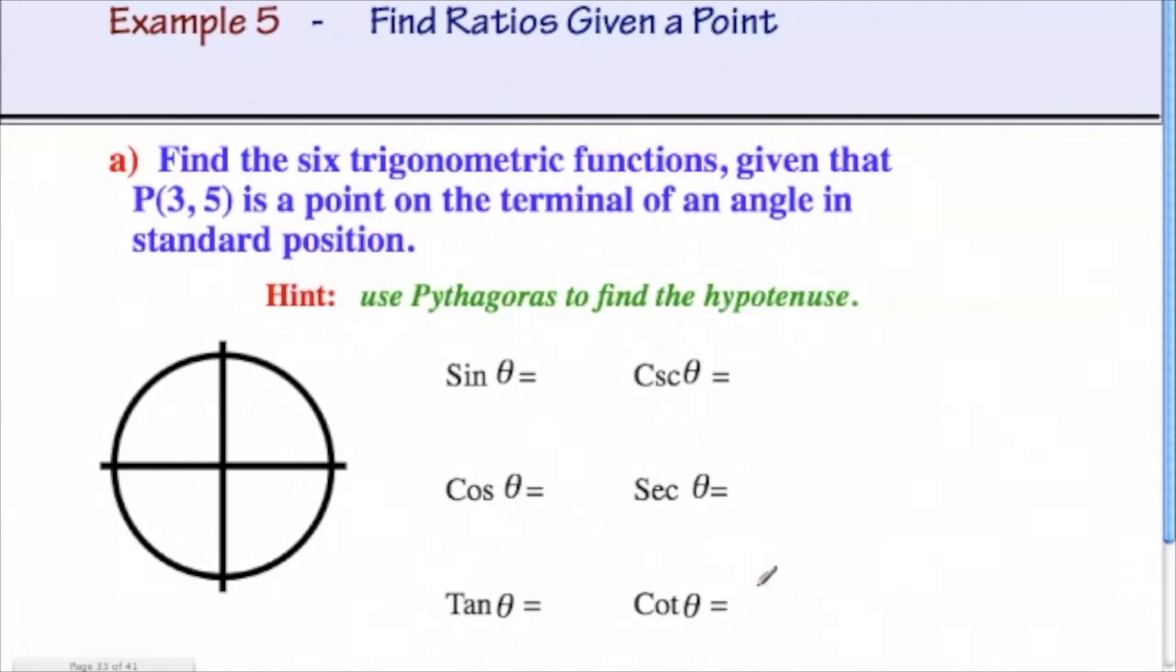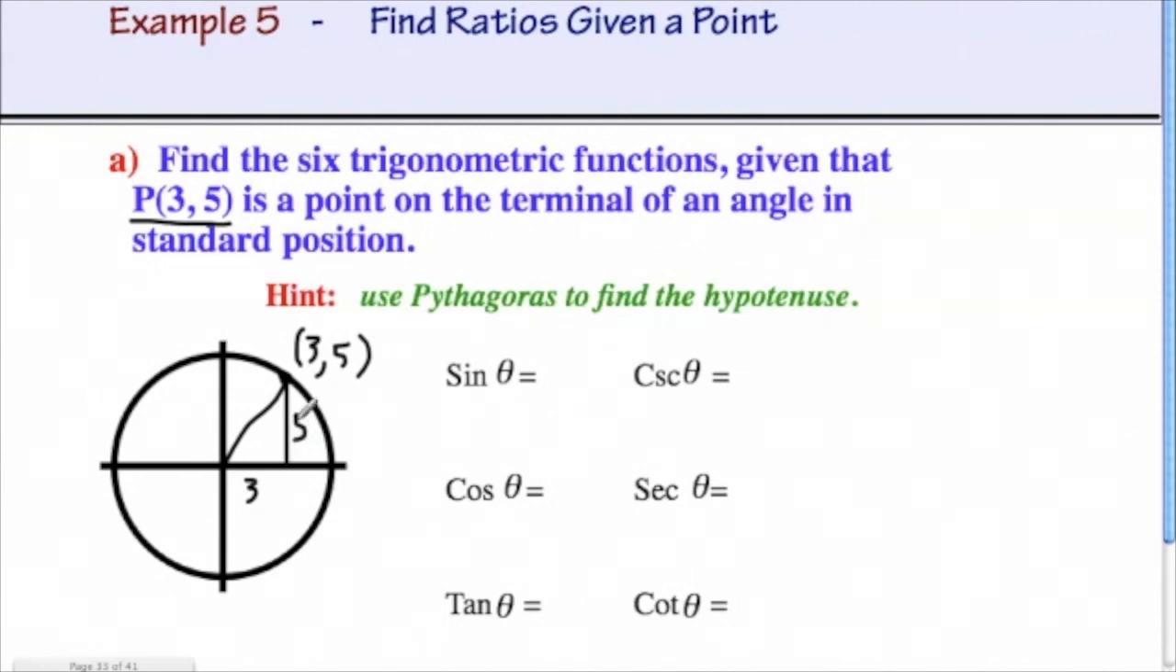Okay, finding the ratios where we're given this point. So the first thing is you want to plot the point. It's 3 over and it's 5 up. So it's somewhere right about there. So that is 3, 5. So let's make this into a nice triangle. So 3 is your x, that's your coordinate. 5 is your y.